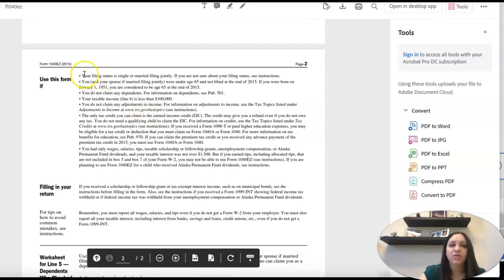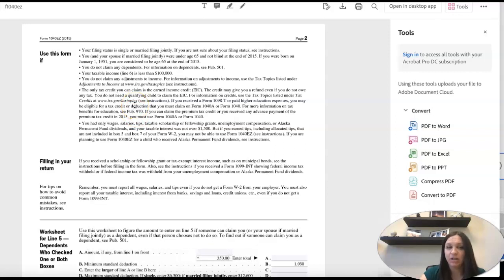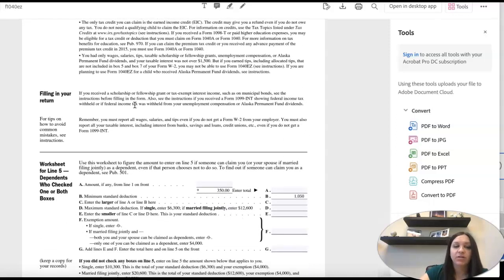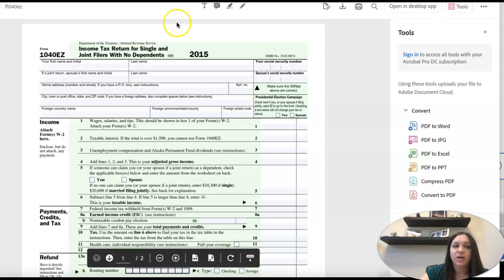So use this form if you're single or married. If you're under 65, do not claim dependents. So there's a lot of vocabulary when you do your own taxes and a lot to read. Okay, so I want you to read through all of these, and I'll just do a couple on your self-check.